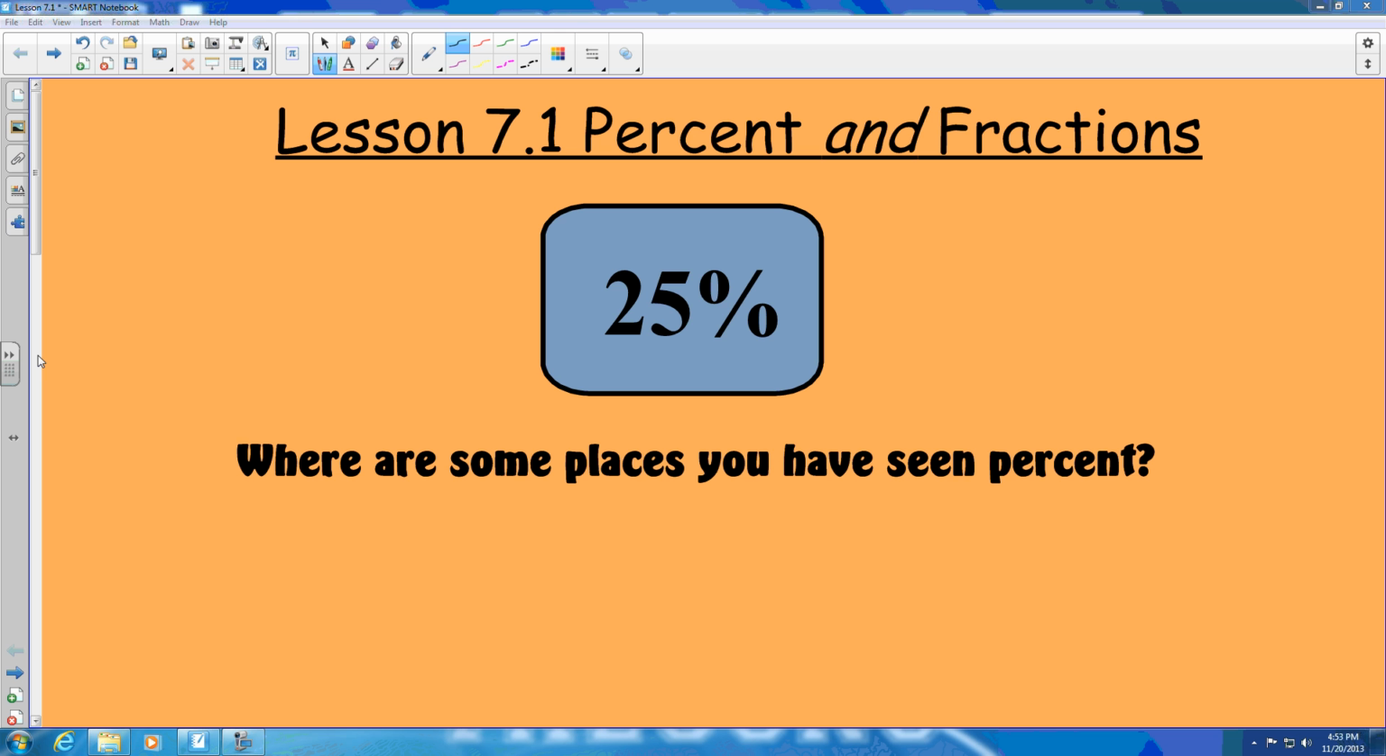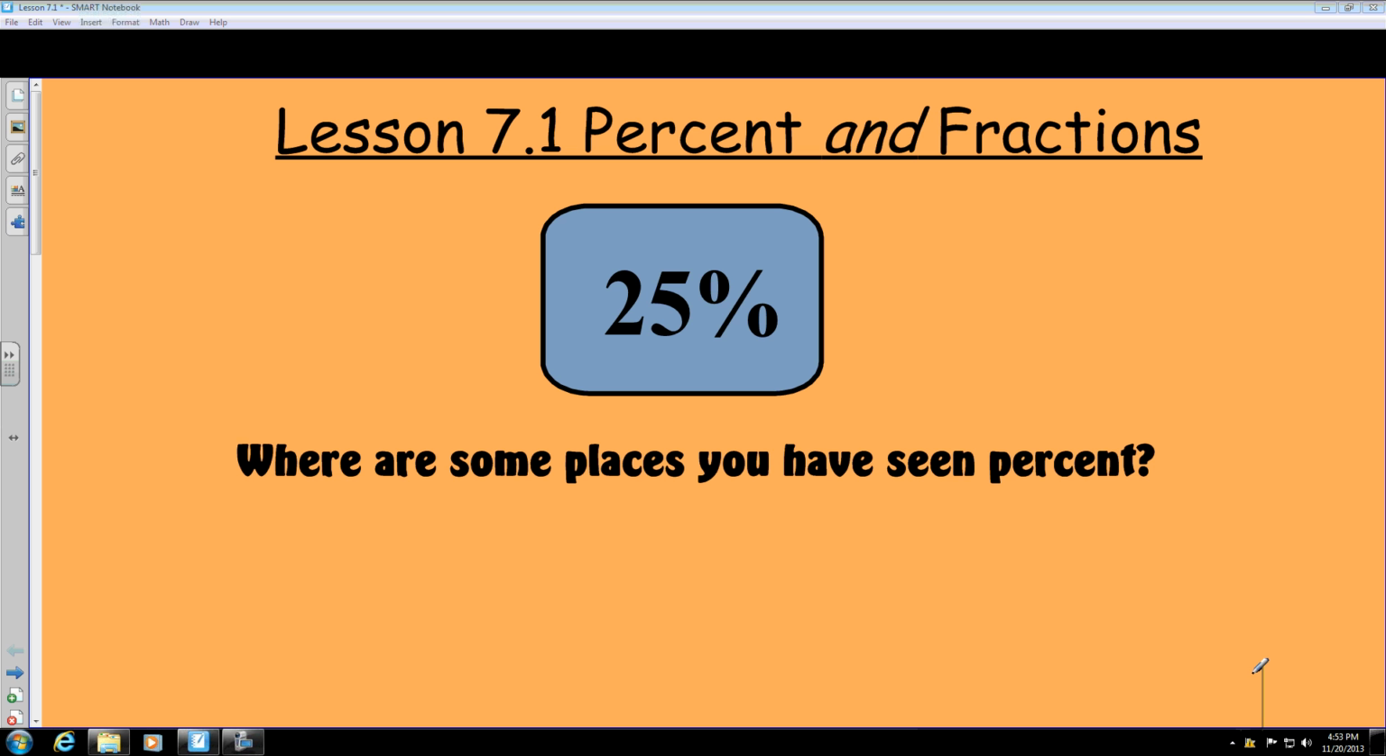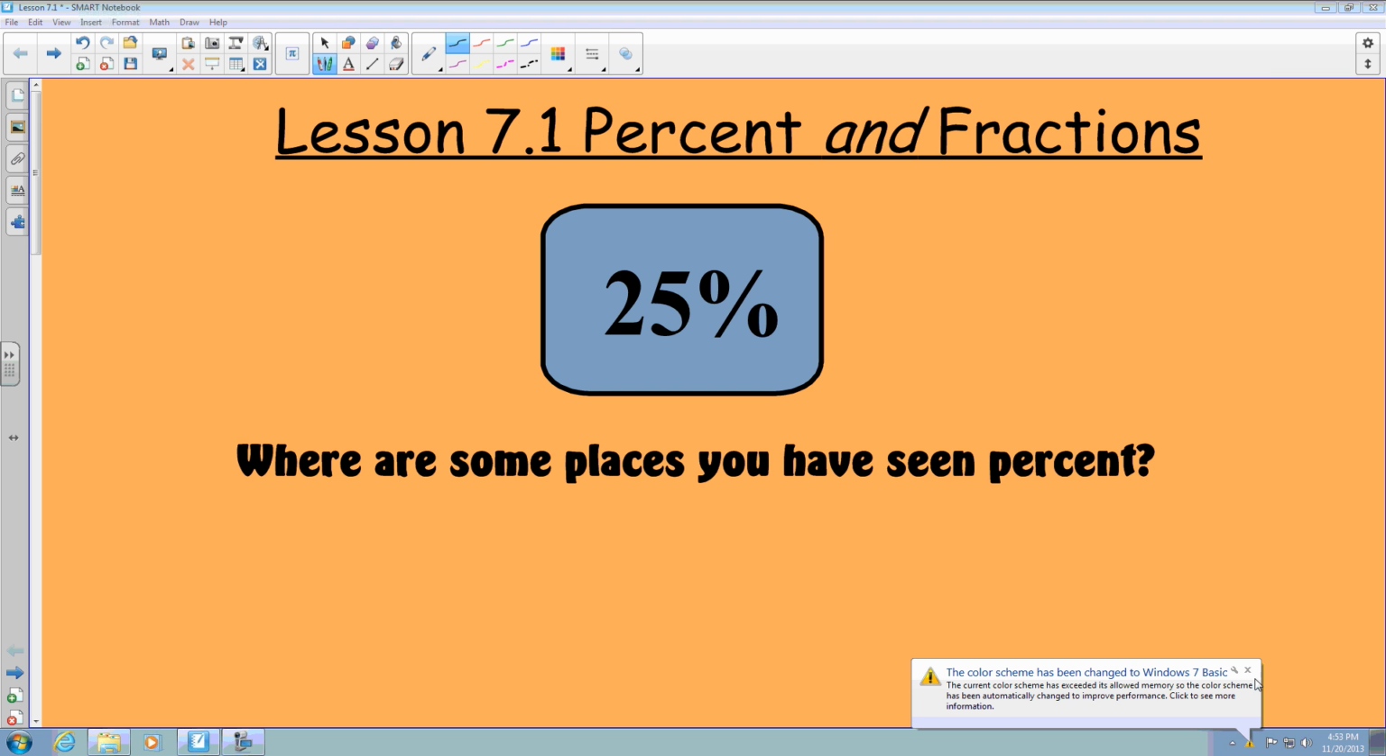We're in a new chapter, chapter 7, and chapter 7 deals with percentages. In lesson 7.1, we're going to take a look at percents and fractions. So we've seen what a percent looks like. We see an example of it here on the screen. The example that I have on the screen is 25%.